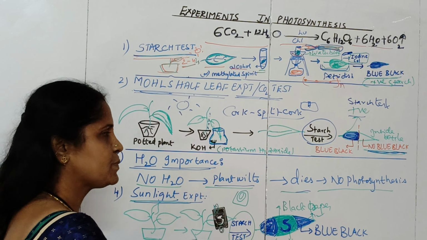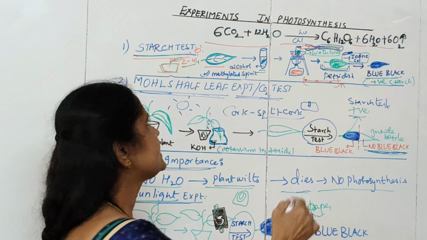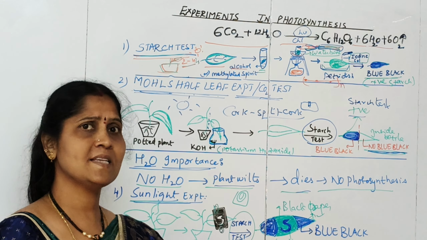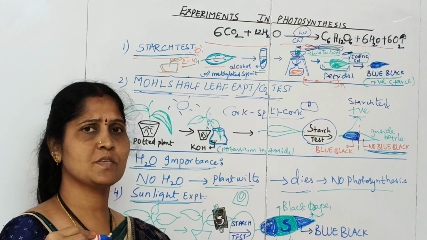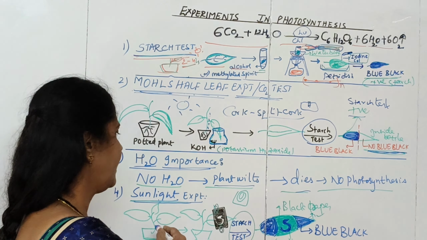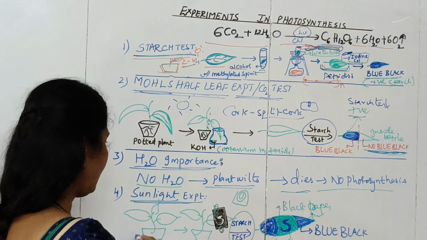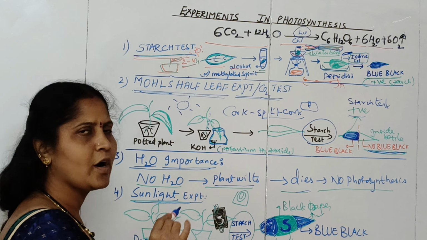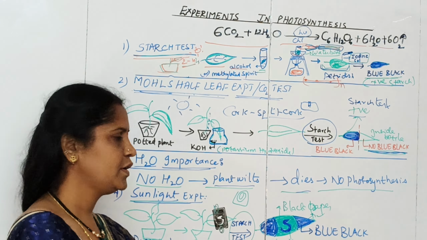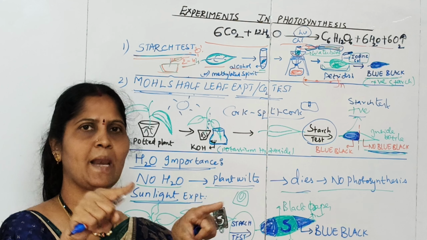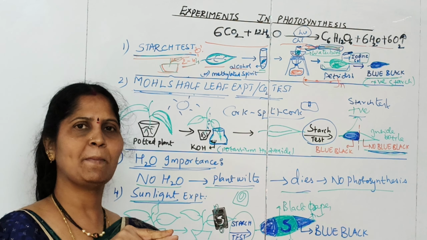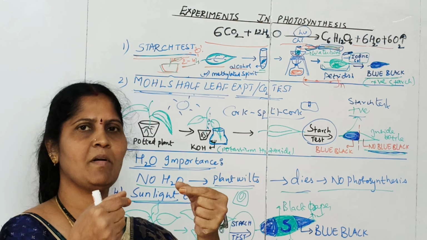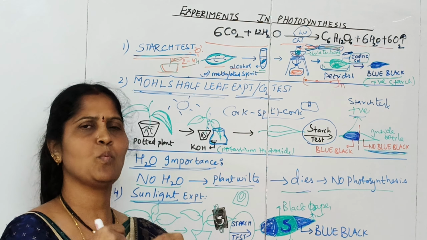Next we have an experiment to prove that sunlight is essential for photosynthesis. Whether sunlight is really essential or not, you can do a small experiment. We take a potted plant again, and to one of the leaves, you tie a black paper. We attach this black paper to the leaf with the help of gem clips, which are used to secure papers.